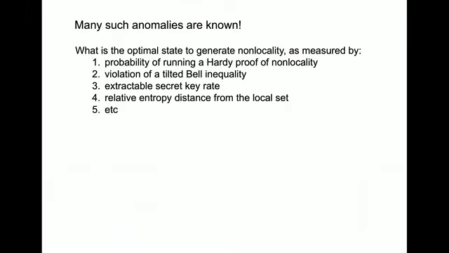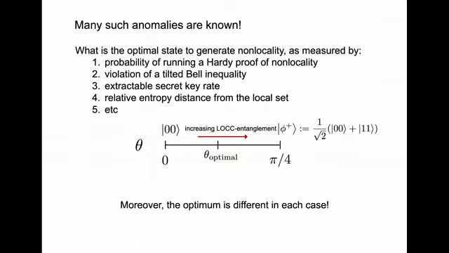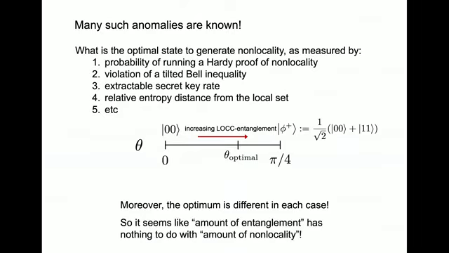So for all of these different ways of measuring non-locality, what you find is the optimal state, if we're focused here on 2-qubit pure states, for example, the optimal state in every case is somewhere in the middle here. It's never this maximally entangled state. And moreover, the optimal state is different in each of these cases. So as I vary over each of these, this optimal state is moving around. So it kind of seems like the amount of entanglement just has nothing at all to do with the amount of non-locality. And that seems odd.